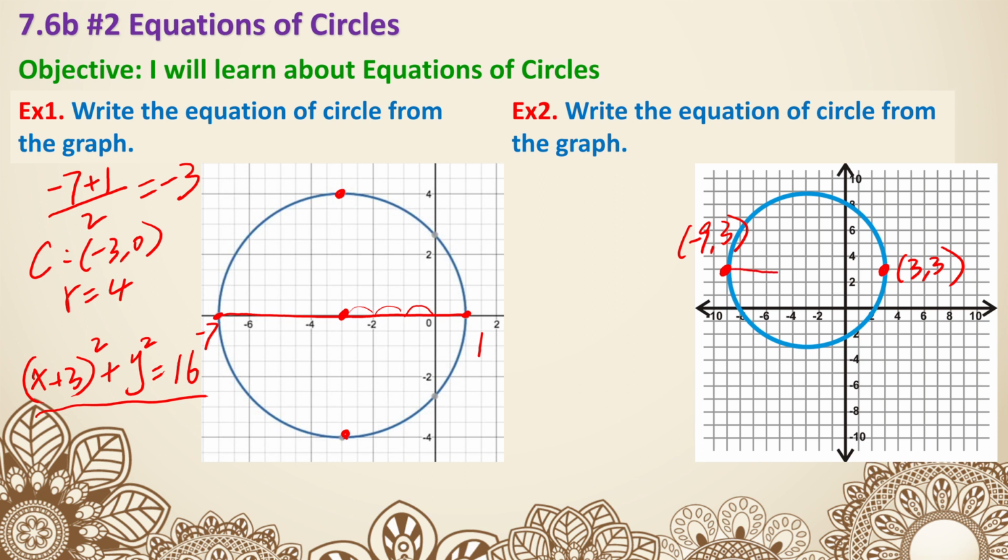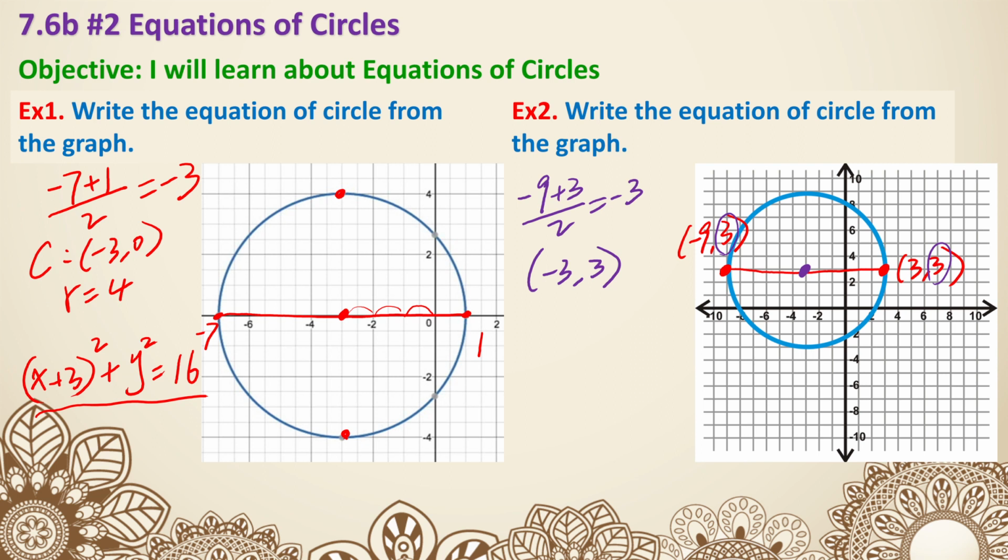So if we connect them, the center is for sure going to be right in the middle. The y-coordinates are actually the same, so the center, of course, is going to have the y-coordinate as 3. But the x-coordinate, we have -9 plus 3 divided by 2. That's -6 divided by 2 is -3. So my center is going to be at -3, comma 3. Right there.